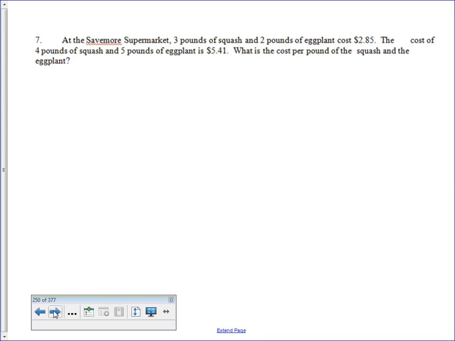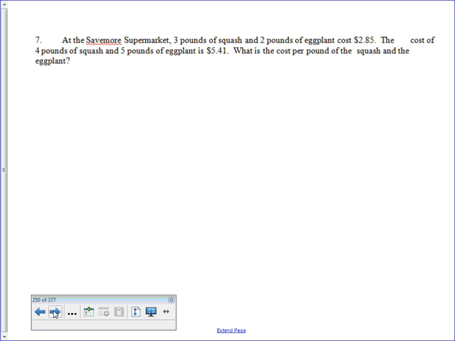Okay, let's go on to the next one. So now here I'm dealing with a supermarket. 3 pounds of squash and 2 pounds of eggplant cost $2.85. 4 pounds of squash and 5 pounds of eggplant is $5.41. What is the cost per pound of the squash and the eggplant?